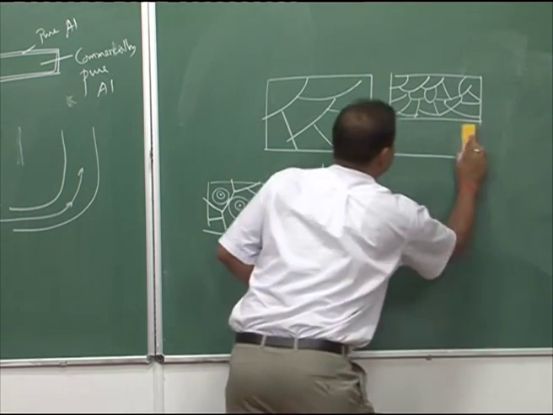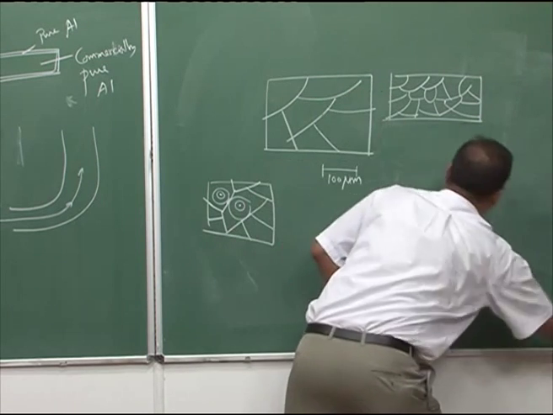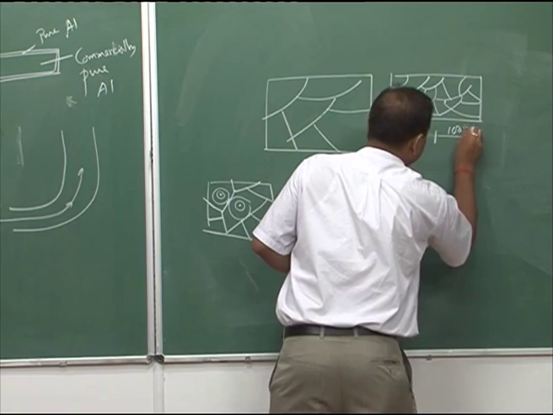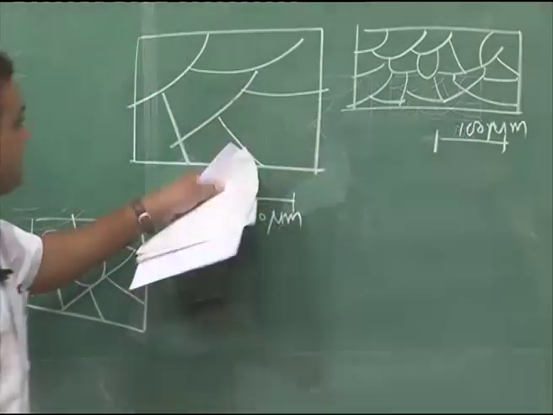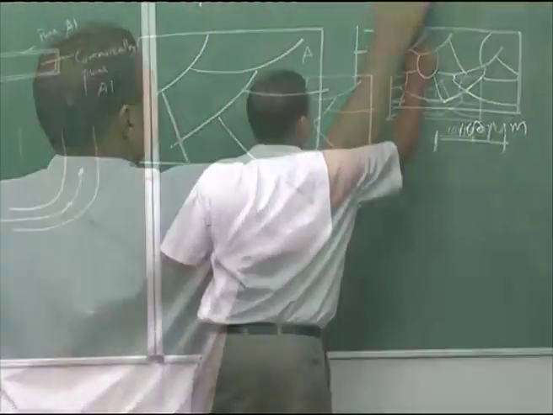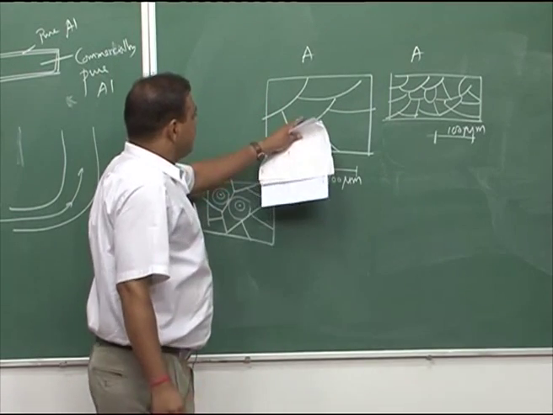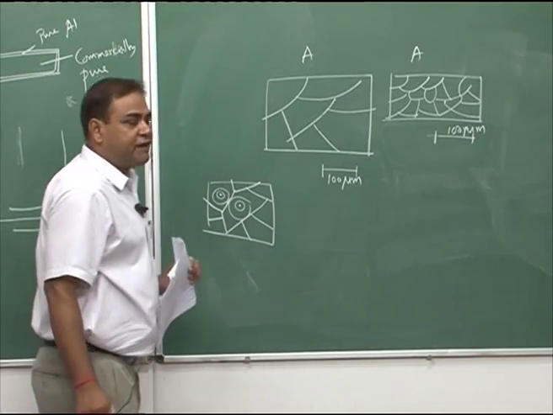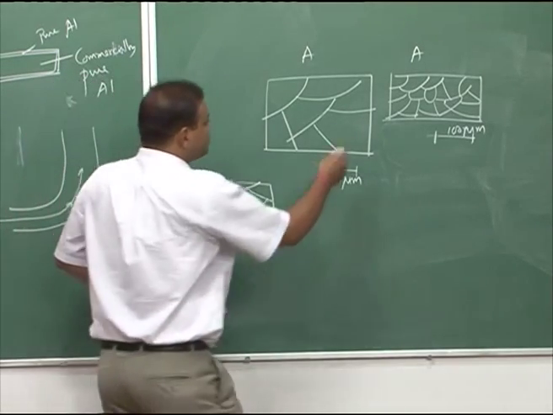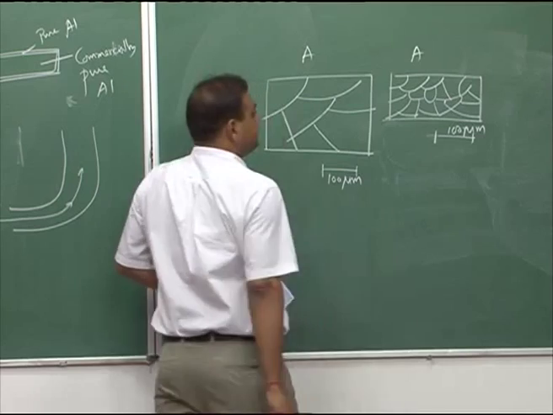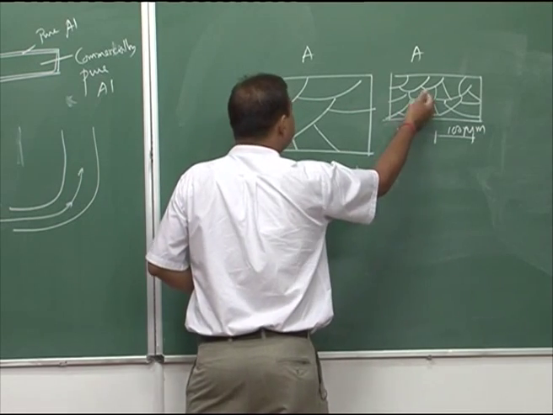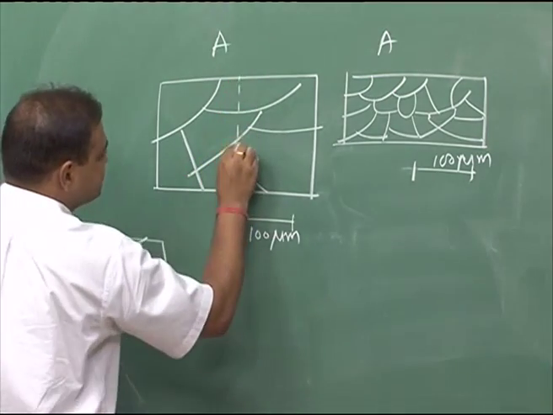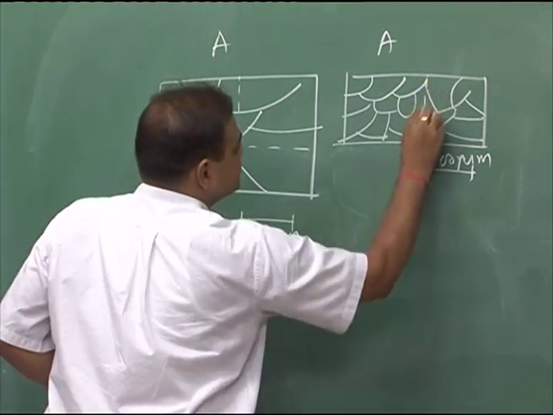Let us say I just draw this much, and here also the length scale is 100 micrometer. So, now see the same metal, this is A, but here the grains are bigger, here the grains are smaller. Also, per unit area, there will be more number of grains here and less number of grains here. Let us say this is my unit area, and here also this is my unit area.